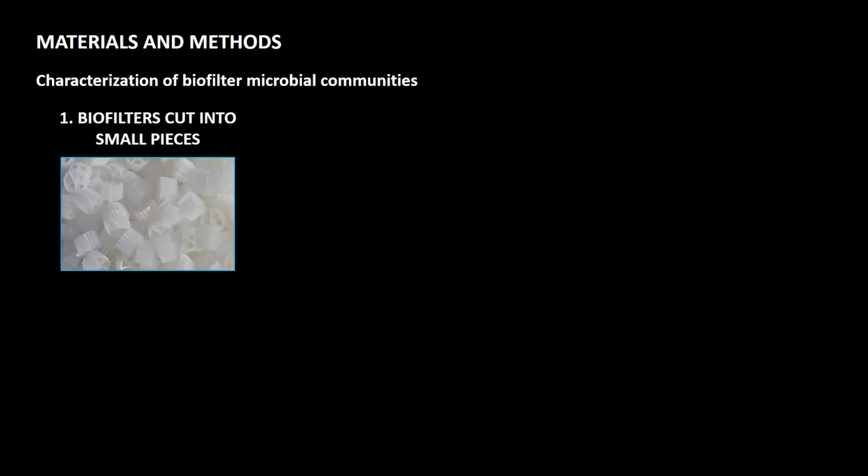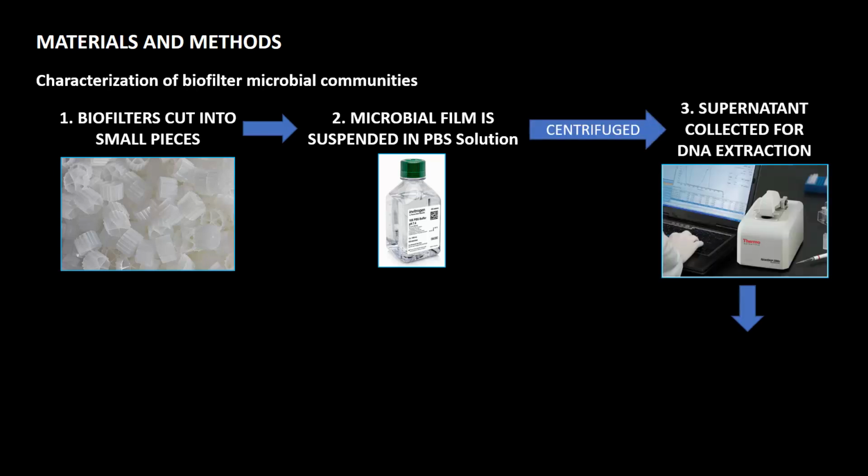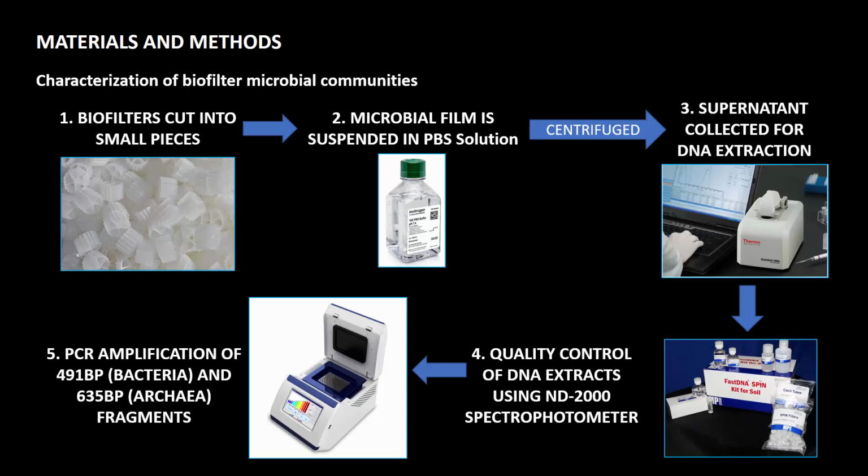Now, for the characterization of microbial communities, DNA must be extracted. So you extract DNA here, and it should be amplified via PCR and sequenced. Here we have our biofilters cut into small pieces, and the microbial film was suspended in phosphate buffered saline solution. This is to isolate your DNA from the cellular debris and to lyse your cells. You centrifuge and remove the supernatant to collect your DNA, and you do some quality control of your DNA extracts by passing them through a spectrophotometer.